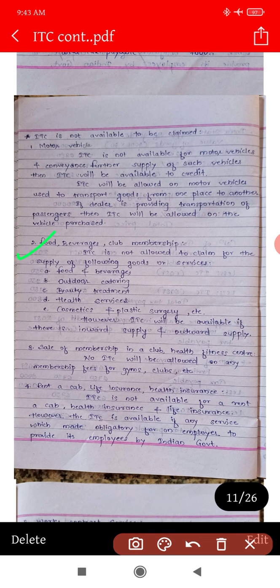Here the second point: food, beverages, club membership. ITC is not allowed to claim for the supply of the following goods or services. So ITC is not allowed on which all goods and services? If you supply food and beverages, outdoor catering, beauty treatment, health services, cosmetics and plastic surgery, etc.